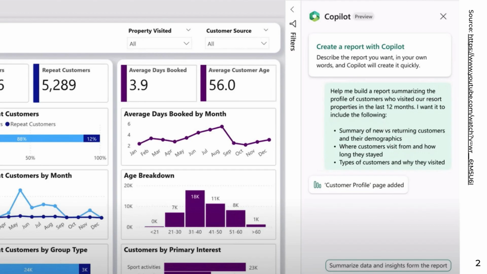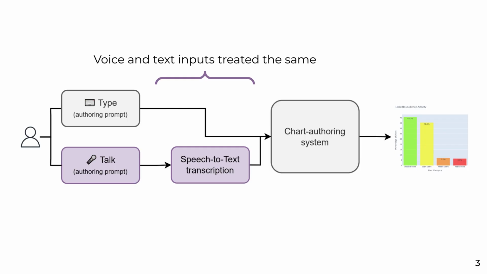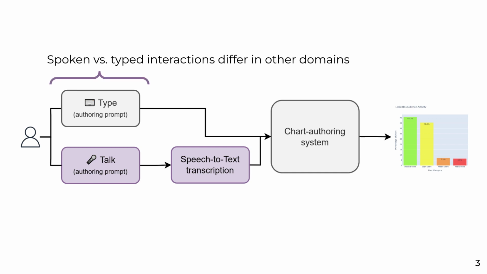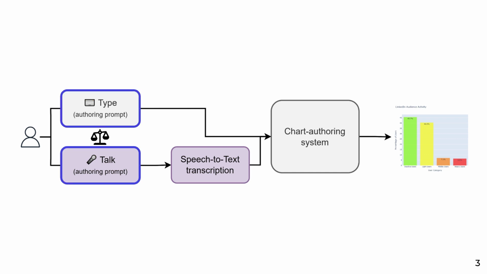Recent chart authoring systems such as Amazon Q in QuickSight and Copilot for Power BI demonstrate an emergent focus on supporting natural language input to share meaningful insights from data through chart creation. Currently, chart authoring systems tend to integrate voice input capabilities by relying on speech-to-text transcription, processing spoken and typed input similarly. However, cross-modality input comparisons in other interaction domains suggest that the structure of spoken and typed interactions could notably differ. Thus, in this work, we compare spoken and typed instructions for chart creation.